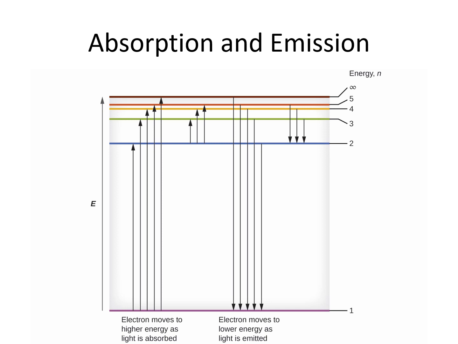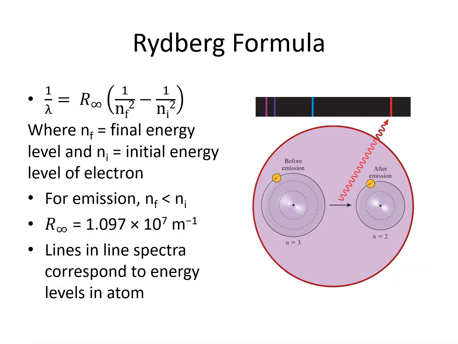Remember, if you know energy, you can solve for wavelength using the two equations we've talked about so far in this chapter. If we know the numbers of the starting and ending energy level, we can calculate the wavelength of light that will be produced using the Rydberg formula. This formula is 1 over wavelength equals the Rydberg constant, R infinity, times 1 over nf squared minus 1 over ni squared. Notice that this equation is solving for 1 over wavelength rather than wavelength.